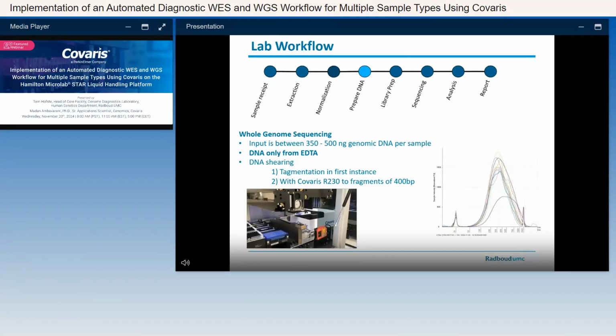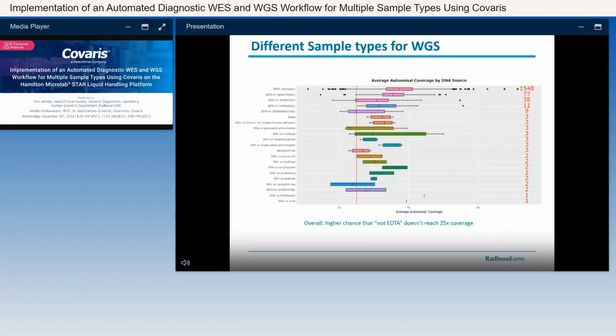And why do we use only DNA from EDTA at the moment? Because we did a study, and this study was done at the moment only with the segmentation kit. You see here graphs from different materials. The upper part is our main workflow, the EDTA workflow, where we had more than 1,500 samples in this study. And the other ones are all different sample materials. You see here the average autosomal coverage, and you see that different materials drop below the 25x, the red line, and 25x coverage is what we aim for. When it's below, we cannot report. So for us there is too high a risk that it doesn't reach the 25x and that we need to repeat it. So in this case we decided, okay, this workflow can only be for EDTA at the moment, based on the segmentation kit.